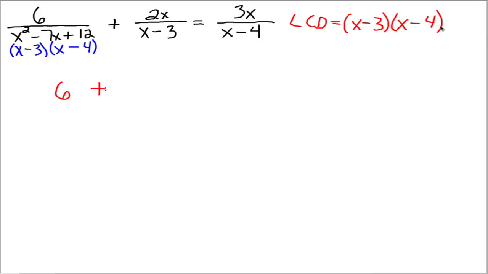If you take this LCD and multiply it times this middle fraction here, this x minus 3 goes away and this x minus 3 goes away, and you're left with 2x times x minus 4. So you can just write that down as 2x times x minus 4. Then if you take the LCD and multiply by the right side of the equation, this x minus 4 and this x minus 4 go away, and you're left with 3x times x minus 3.